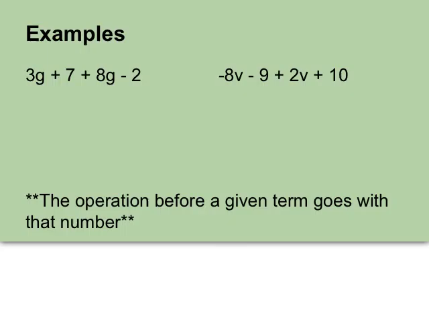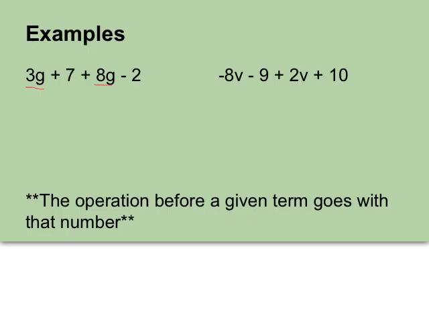Okay, so now what do we do with like terms? If they have the same variable raised to the same power, that means that we can add them together. So we've talked about this before, that if you were just looking at 3g plus 7, you cannot combine those in any way. Those are adding two completely different things. But we can add 3g and 8g.